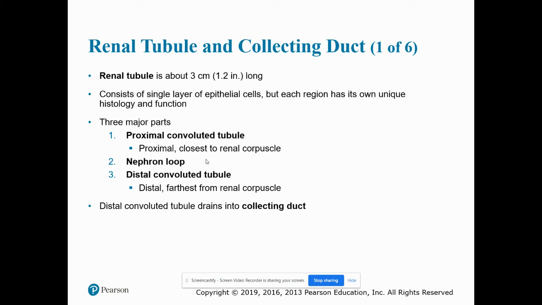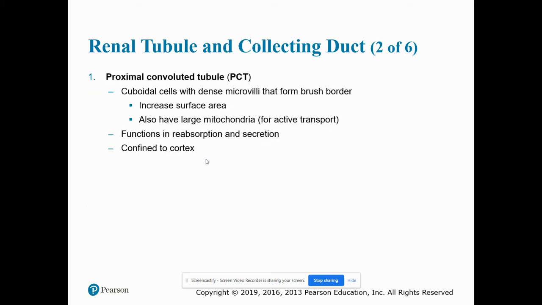The proximal convoluted tubule is closest to the renal corpuscle, and then it moves into the nephron loop, and then it moves into the distal convoluted tubule, which is going to be furthest from the renal corpuscle. And then the distal convoluted tubule is going to drain into the collecting duct. So we're going to start off by talking about the proximal convoluted tubules.